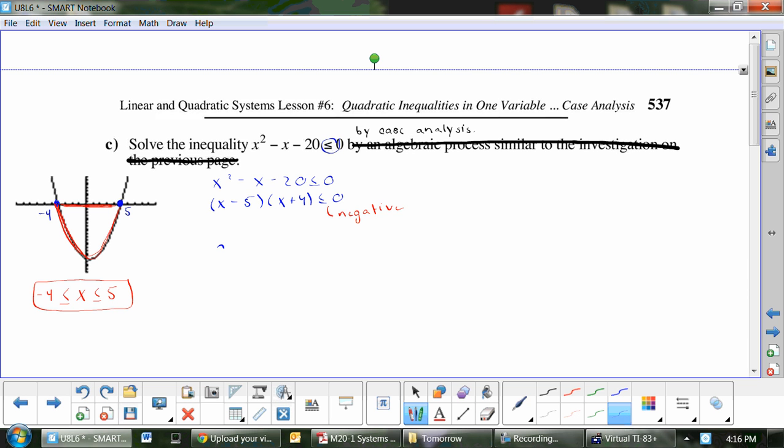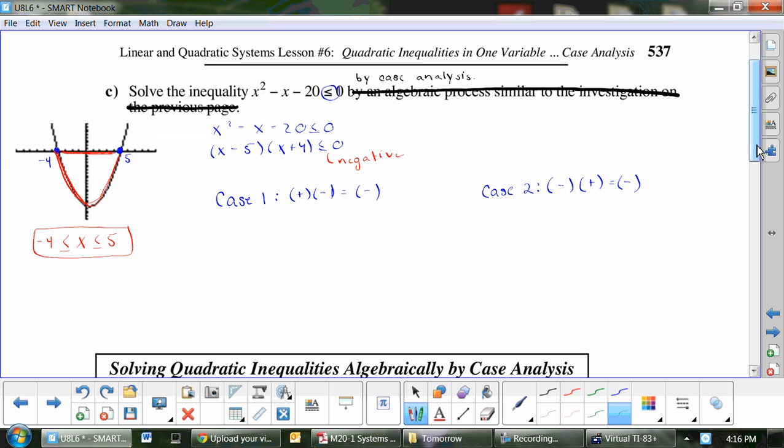So there's two cases. So say case 1, case 2. Okay. So like I said, because two things multiply together and make a negative, we know that one must be positive and one must be negative, resulting in a negative. And the other case is that our first one is negative and our second one is positive. Like that.